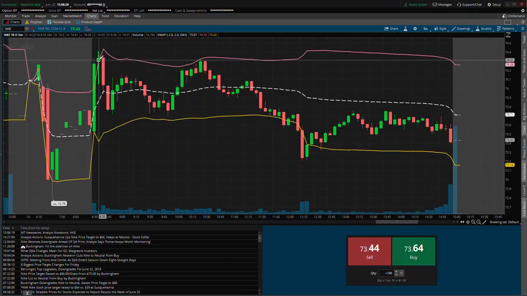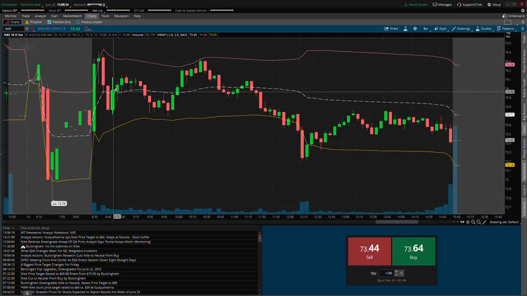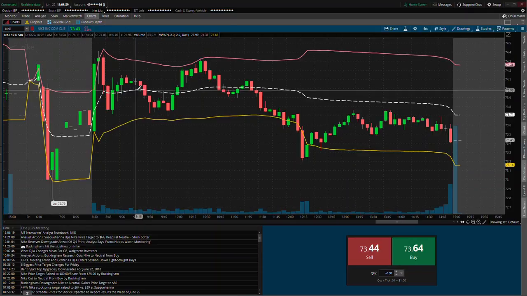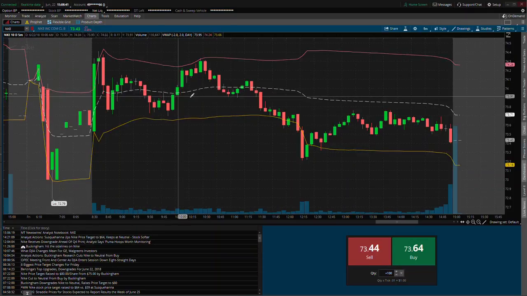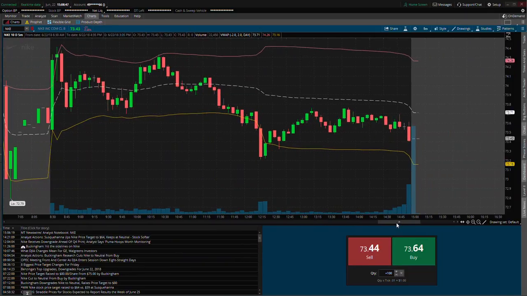But a lot of times, it usually comes back at or near this average line right here. So, does it have to come back every time? Absolutely not. But what I mean by that is, as you see right here, it breaks past that lower band.